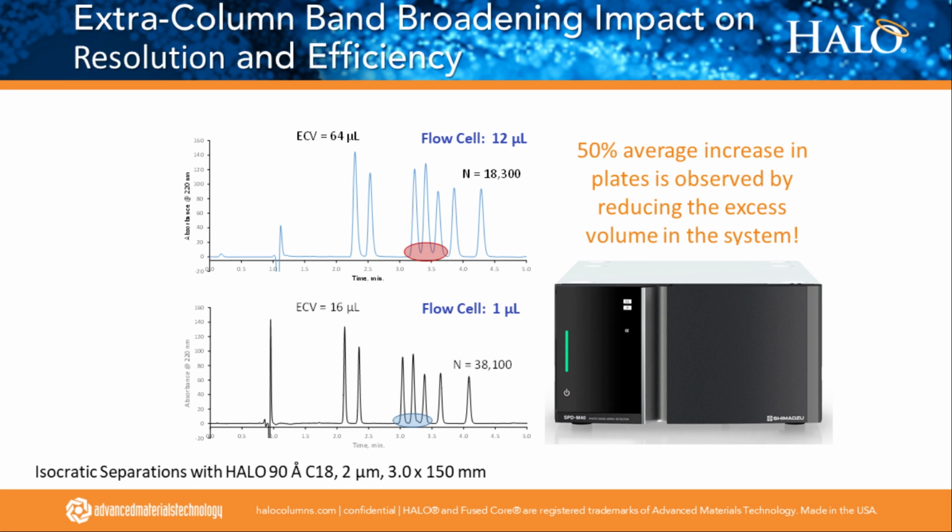So by reducing the excess volume in the system, so we've reduced it to 16 microliters of extra column volume, and we used a flow cell of 1 microliter, we're able to see an average of 50% increase of plates just by reducing that extra volume in the system. And you can see the area highlighted in blue, we're getting baseline resolution of those 3 peaks that weren't baseline resolved in the top chromatogram.